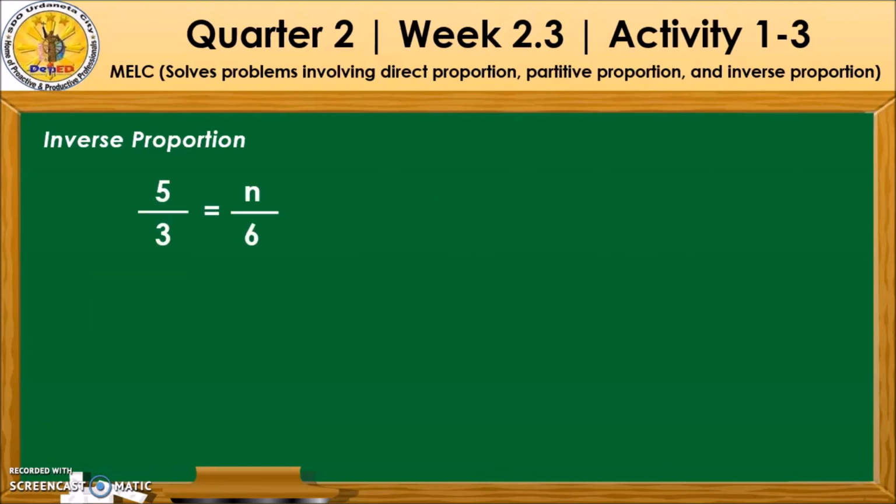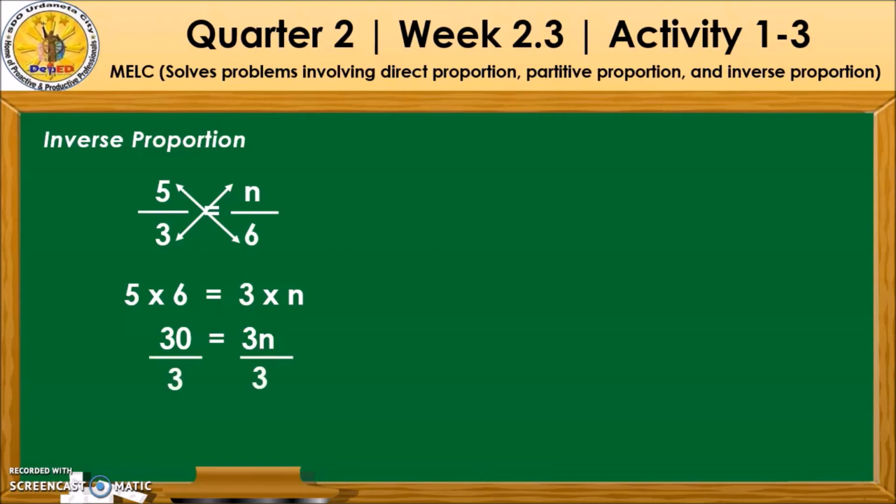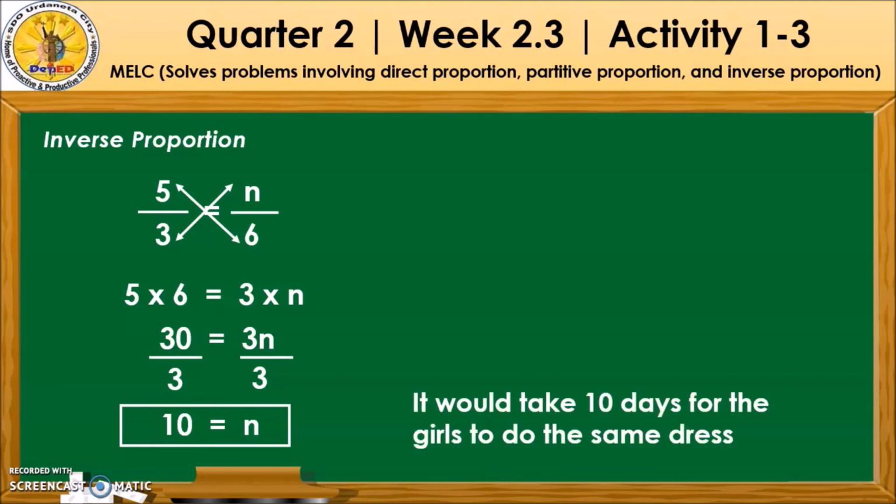First, let's get the cross product. 5 multiplied by 6 as to 3 multiplied by the missing term. So we have 30 equals 3n. Now let's divide both sides by 3. So we can get 10. Therefore, it would take 10 days for the girls to do the same dress. That's right.